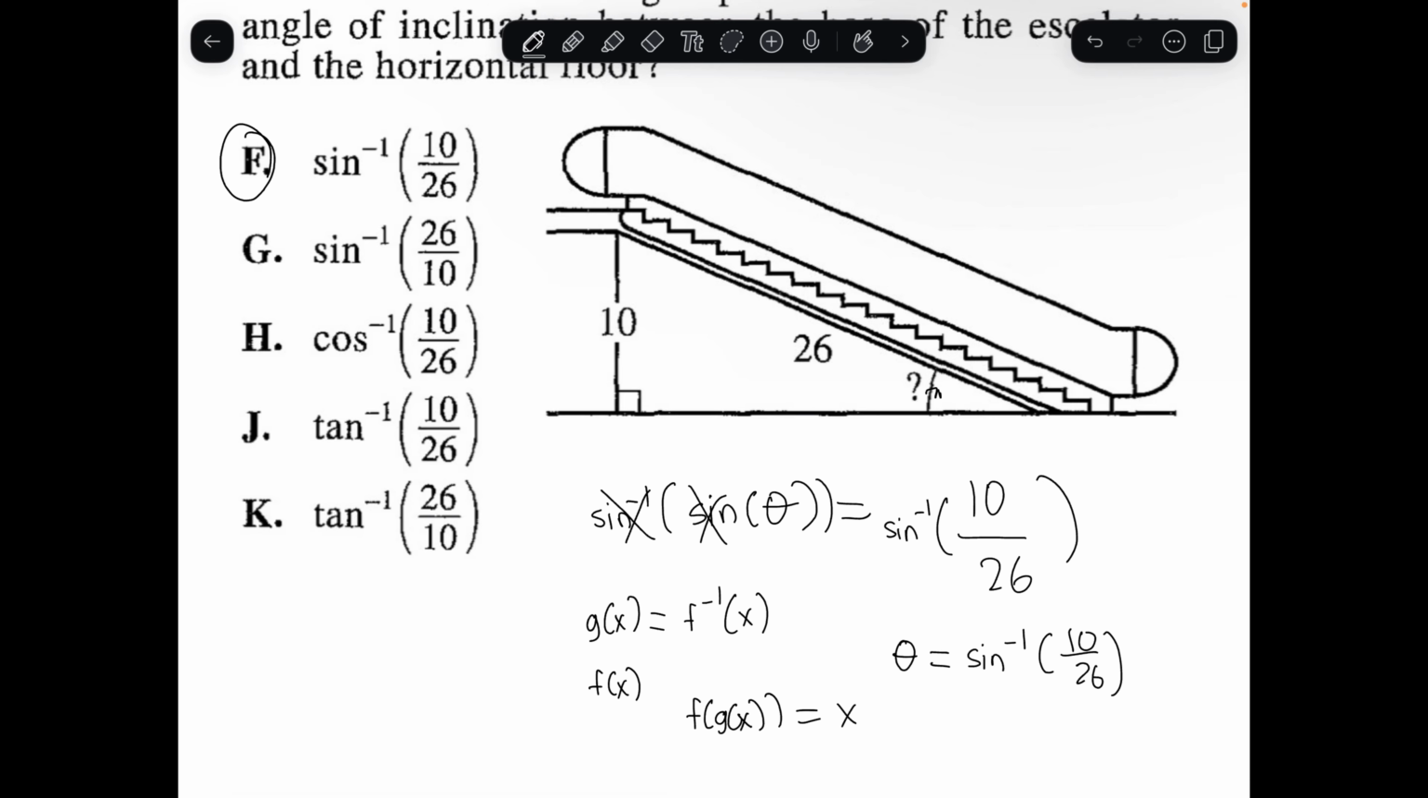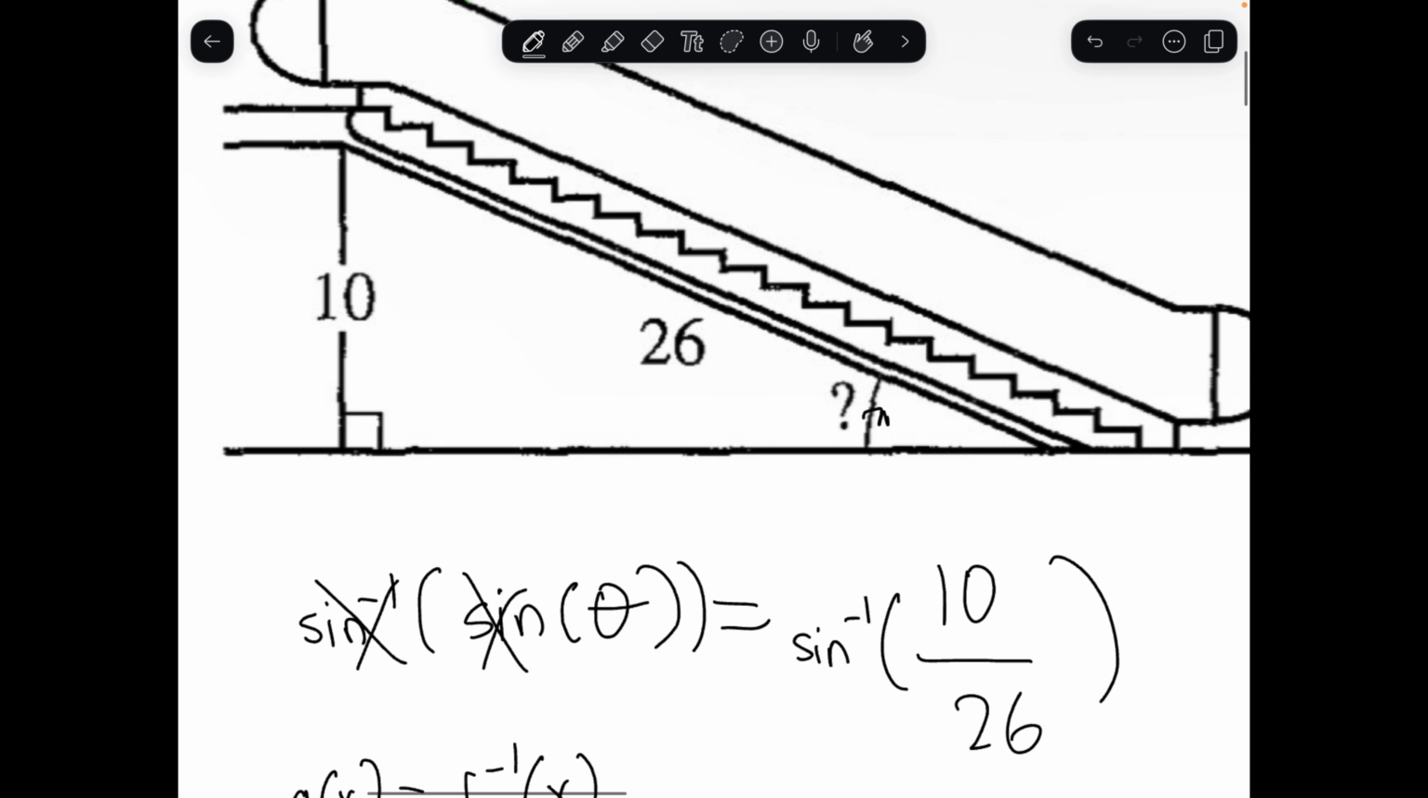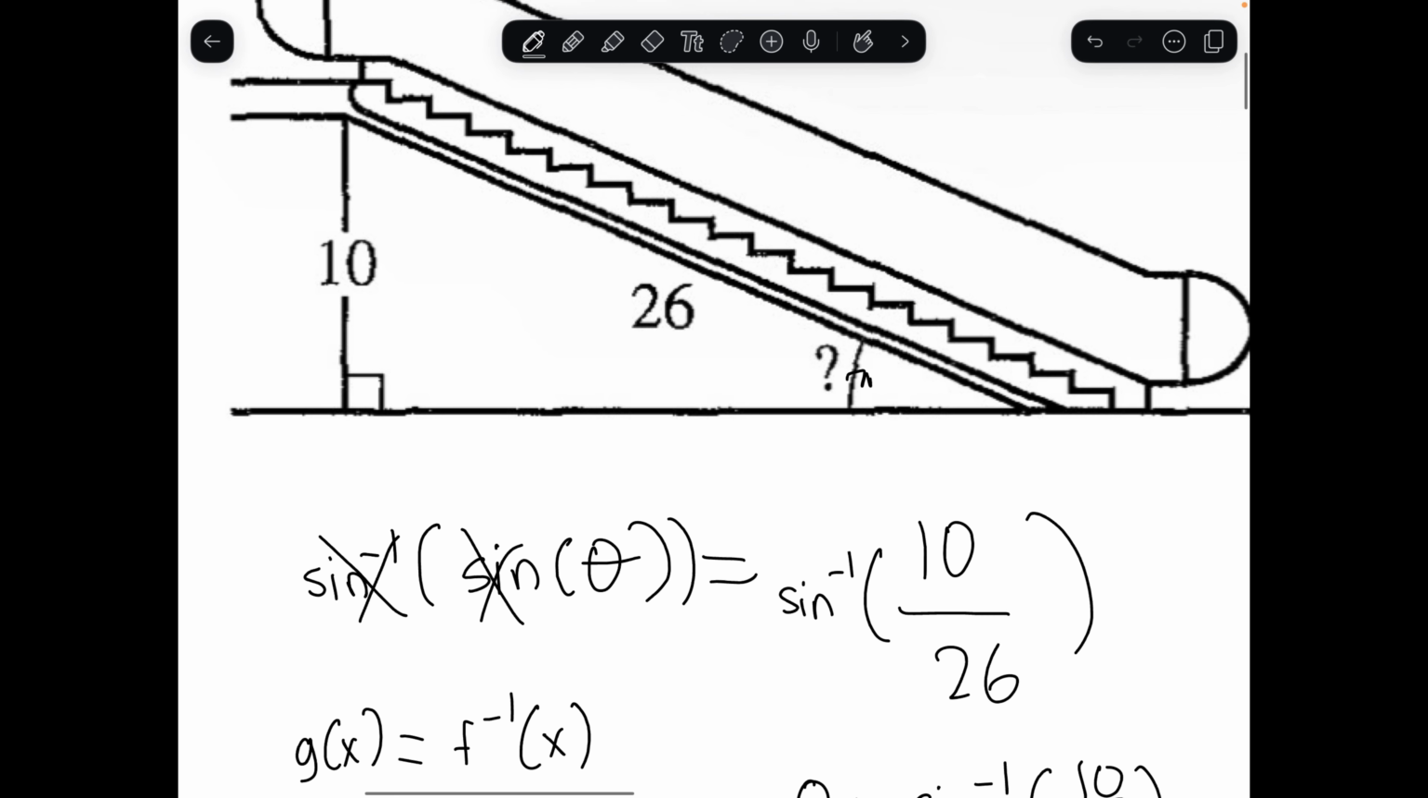So just remember, for this problem, try to get the angle into an equation. So sine theta equals 10 over 26. And then you have to manipulate that equation to figure out what the angle is.